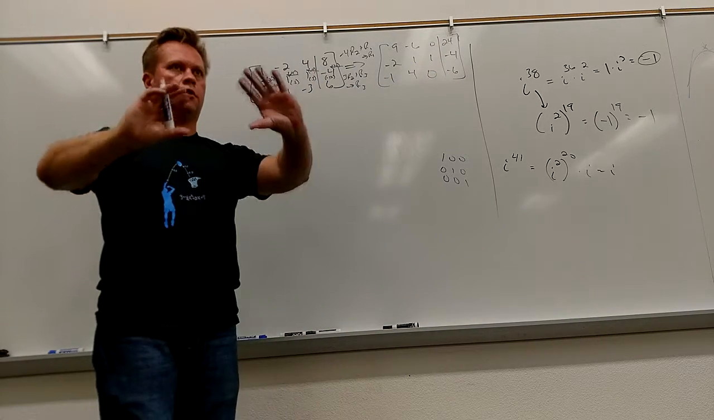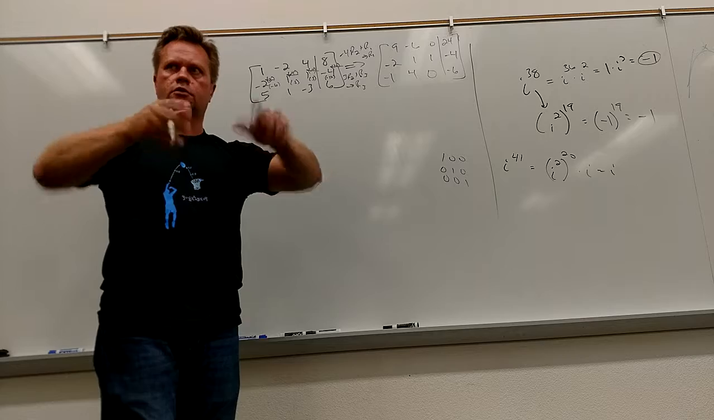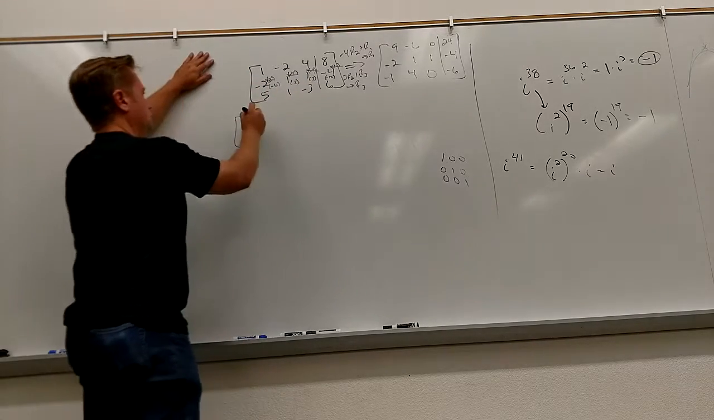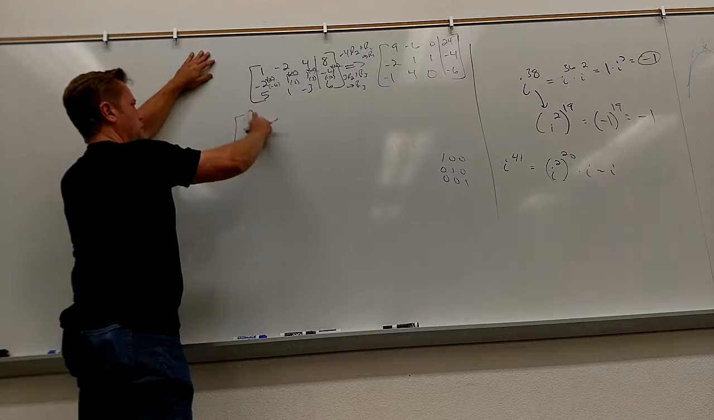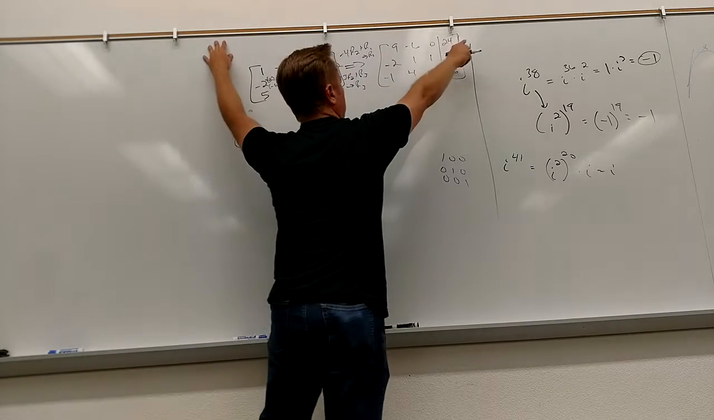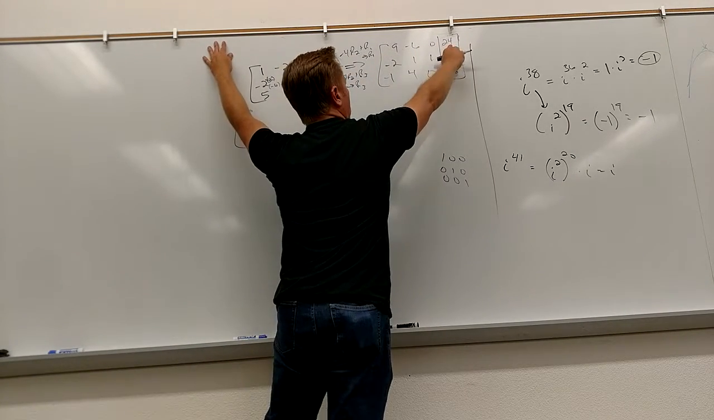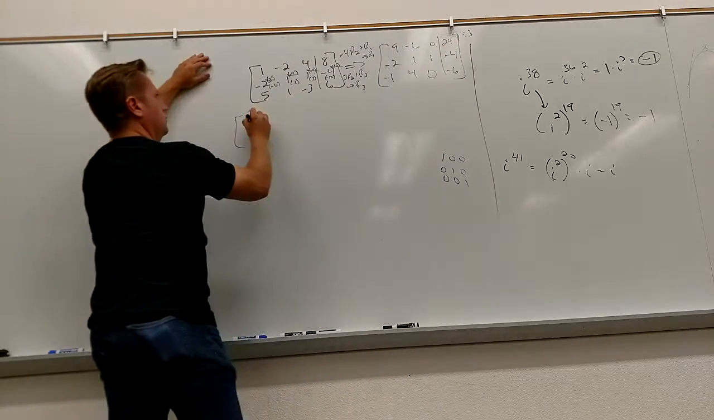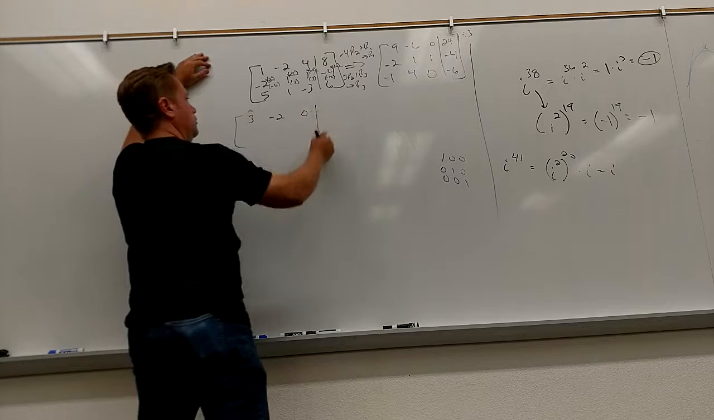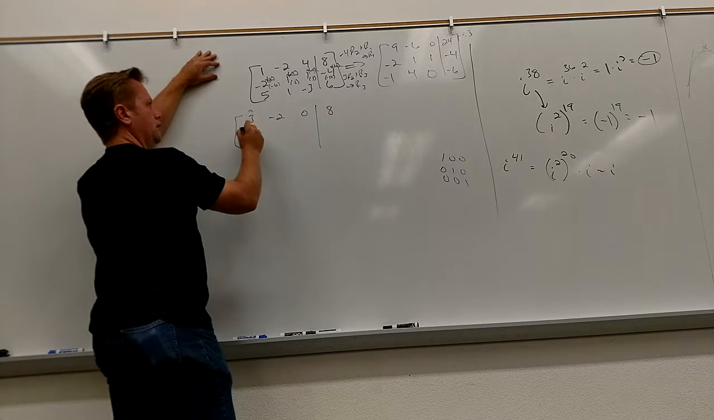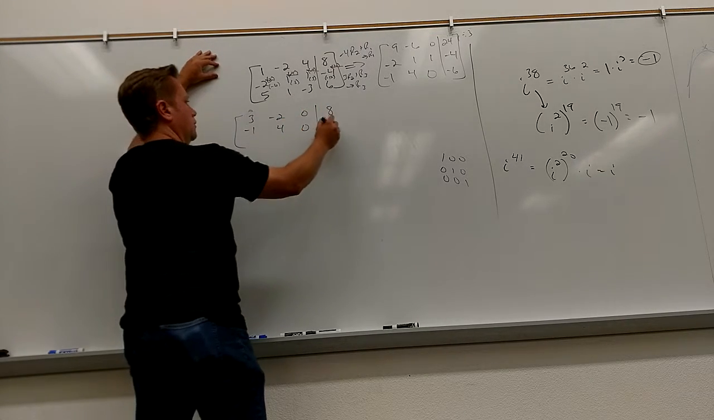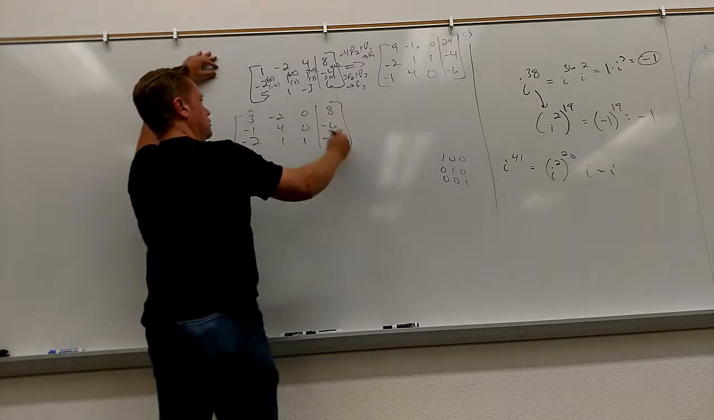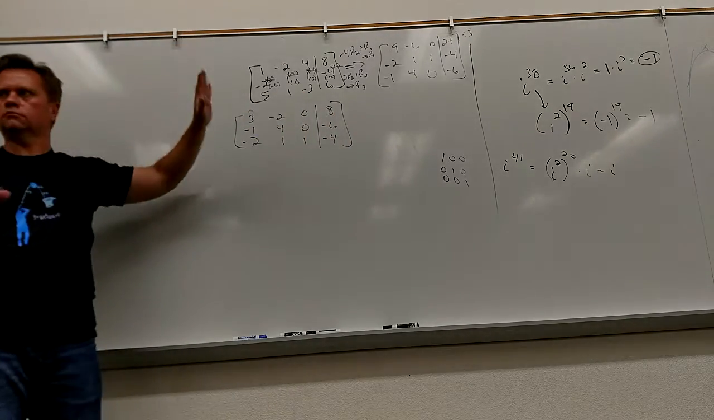You can do that anytime you want to, just so you can see clearly what else you've got to do. All right, so just switch those. What can I do with the first row? Divided by 3. Yeah, divided by 3. So I get 3, negative 2, 0, 8. Switch this over. Switch that one down. Okay, now I've got that column done.